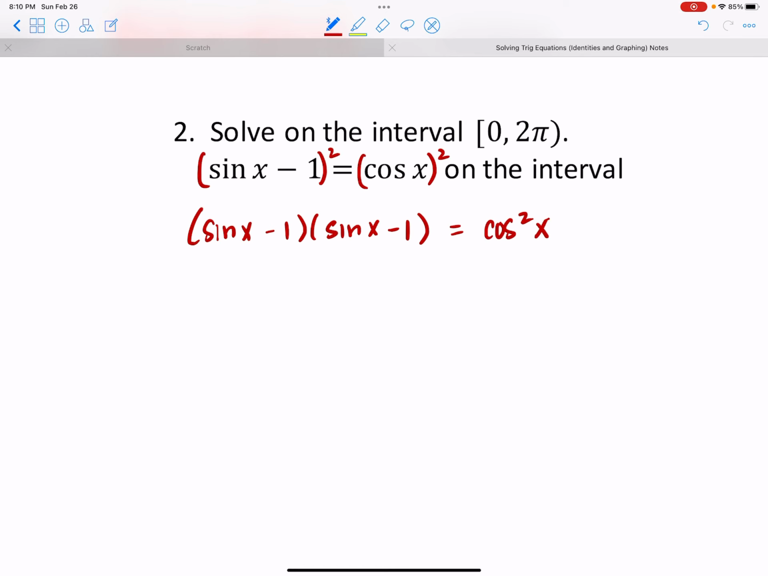So over here, sine times sine makes a sine squared. Sine times negative 1 makes a negative sine of x. Again, here, a negative 1 in front of my sine of x. And then negative 1 times 1 makes 1.